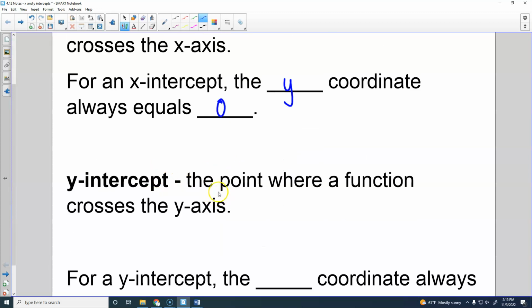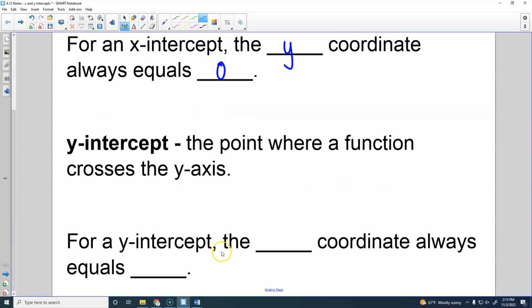The y-intercept is the point where a function crosses the y-axis. And so what do you think goes in these blanks? For a y-intercept, the x-coordinate always equals 0, right? So it's the opposite. Whenever you're looking for an x-intercept, y equals 0. When you're looking for the y-intercept, x equals 0.